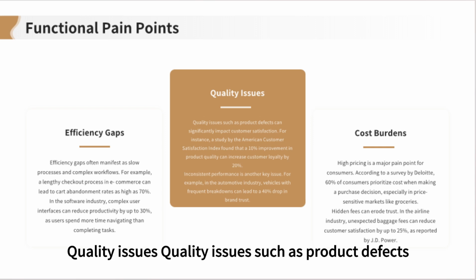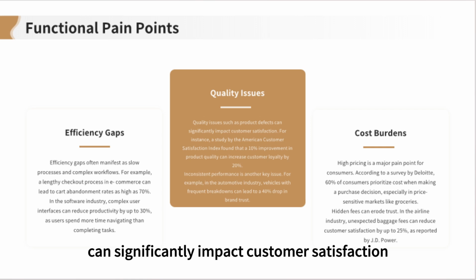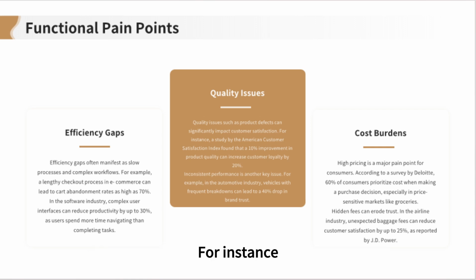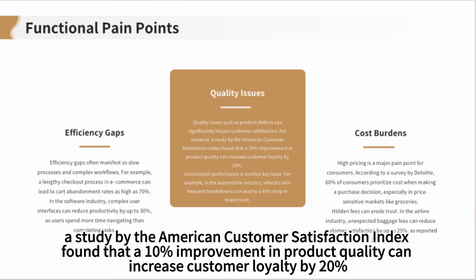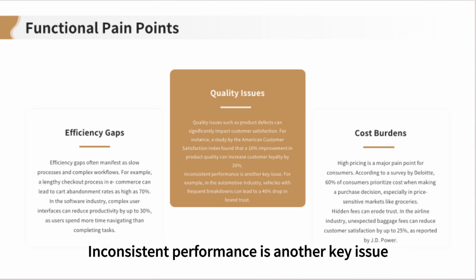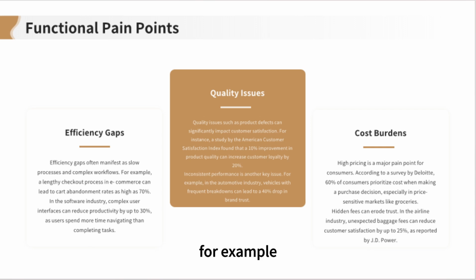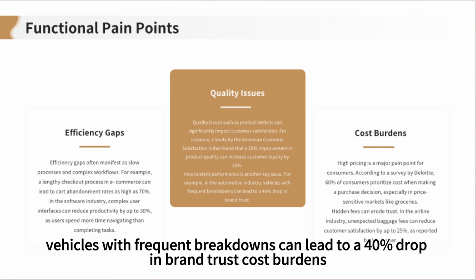Quality issues. Quality issues such as product defects can significantly impact customer satisfaction. For instance, a study by the American Customer Satisfaction Index found that a 10% improvement in product quality can increase customer loyalty by 20%. Inconsistent performance is another key issue. For example, in the automotive industry, vehicles with frequent breakdowns can lead to a 40% drop in brand trust.